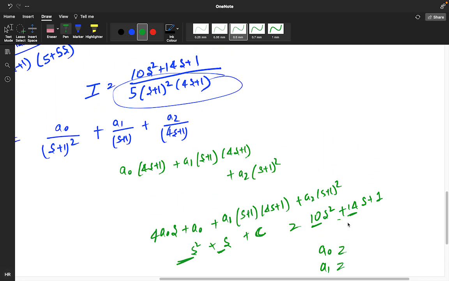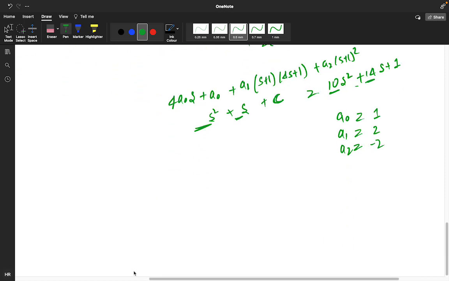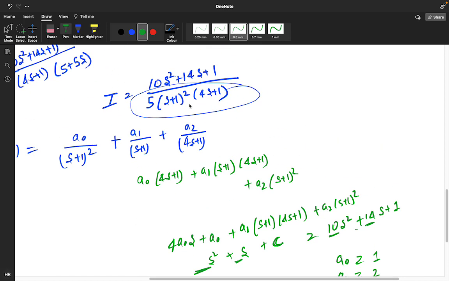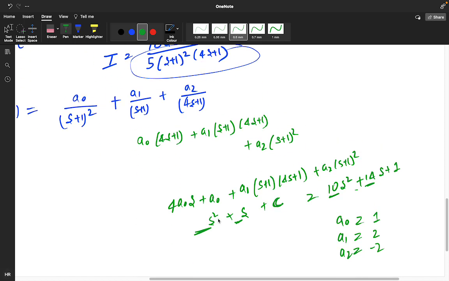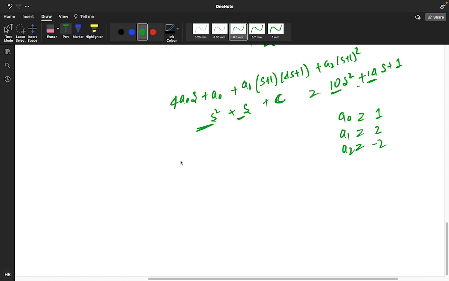Okay, a0, a1, a2 values you will get, and those values will come 1, 2, minus 2. I am not solving here because we have to discuss these things in maths. If you want, you can solve this circuit. You can equate this particular equation with this equation, and you will get the values of a0, a1, a2.